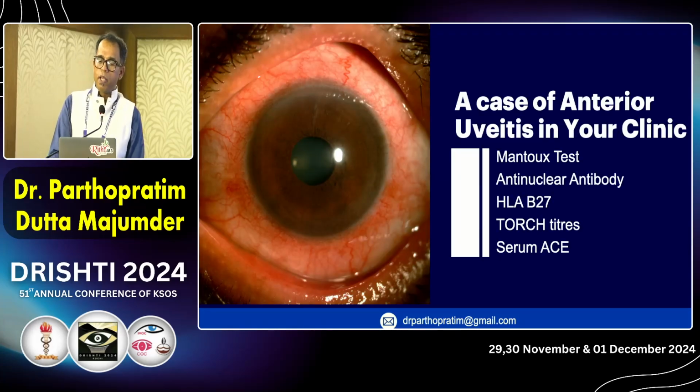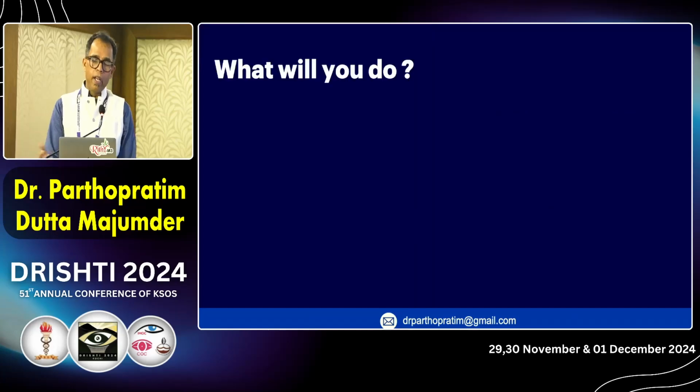For example, a patient of anterior uveitis has come to your clinic. So what all tests will you do? There is a tendency that you will advise Montoux test, antinuclear antibody, HLA-B27, TORCH titers, and serum ACE. So we'll see how these tests are done and when not to be done.